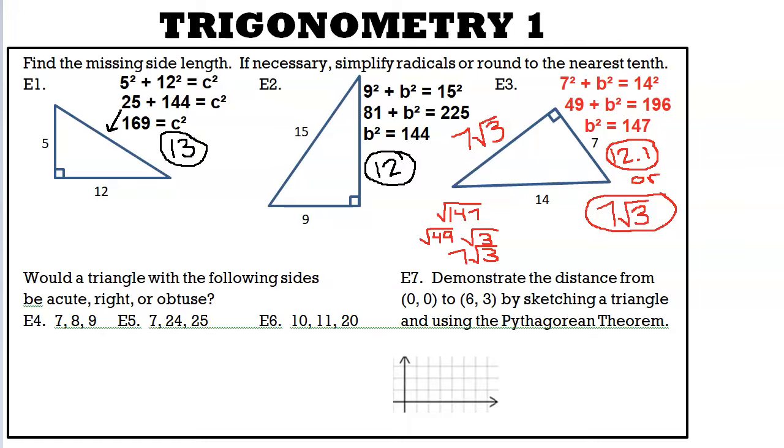All right, we go to example number 4. Would a triangle with the following sides be acute, right, or obtuse?